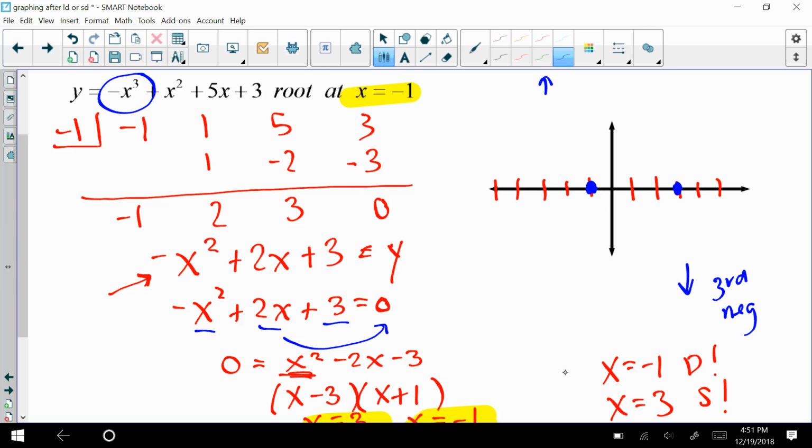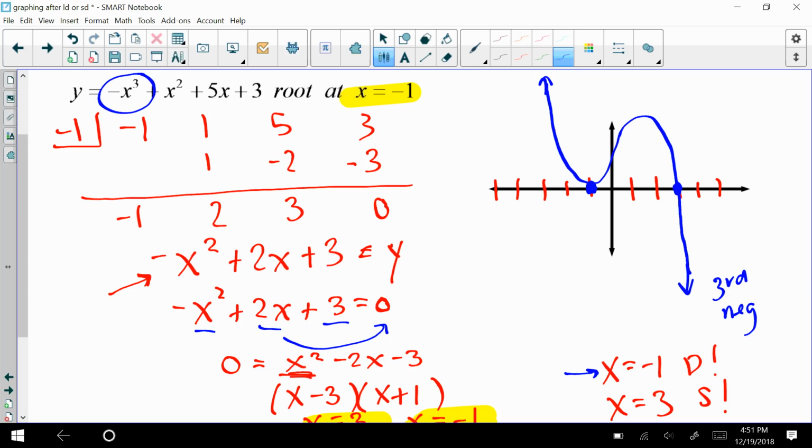If I take a look, my -1 is a double root. So if I'm starting from the top, I've got to make that parabola come down, hit the axis, and bounce back off. There's my double root at -1. And then I have a single root at 3, which means I'm going to go straight through 3, and I'm going to come down, and I'm going to connect to my other arrow.